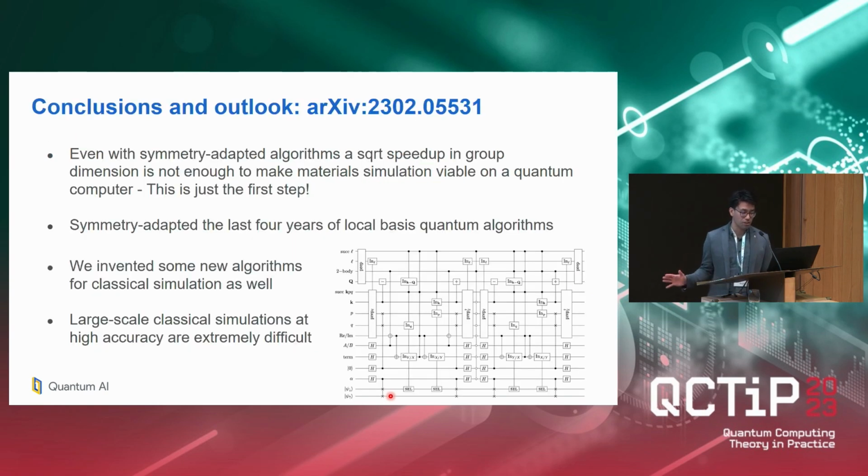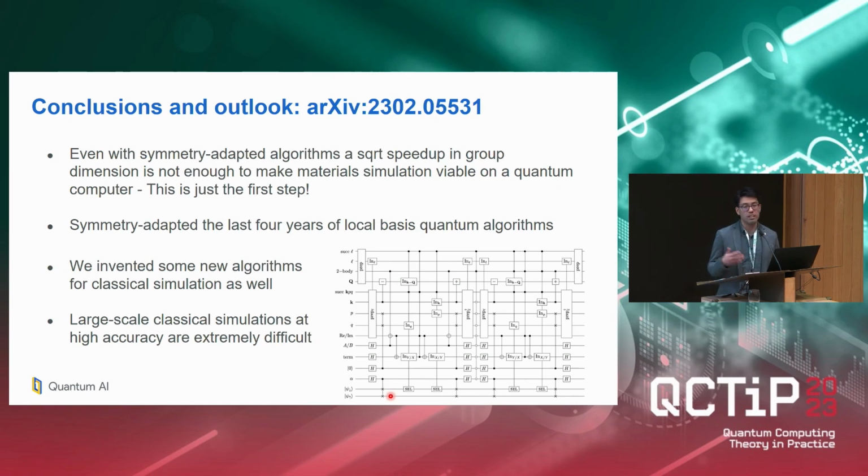Okay, I'm just going to conclude. So even with symmetry adapting, the square root speedup in the group order for material simulation is really nice. It's not enough, though, but this is just the first step. So there was some great work from Riverlane that spurred this work, and we followed up on a couple of different versions, and that's all of those different tensor factorizations.